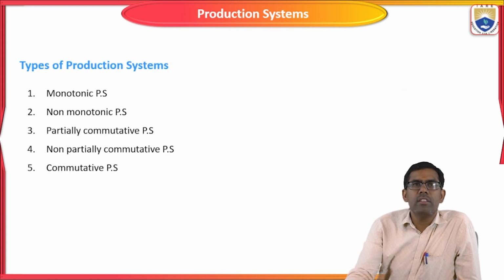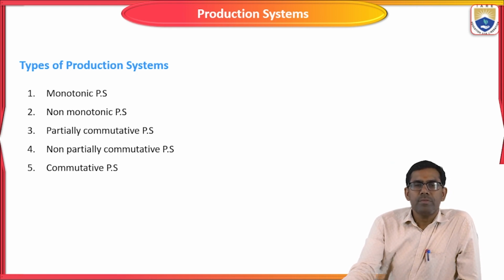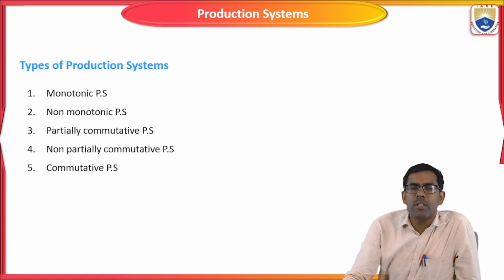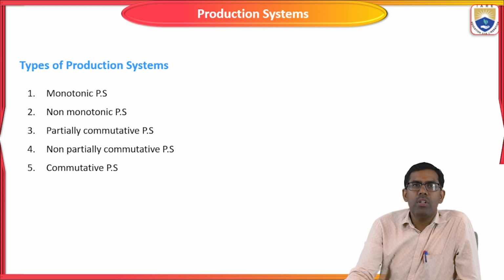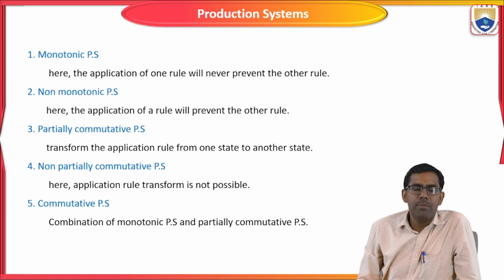The next topic is the various types of production systems: monotonic production system, non-monotonic production system, partially commutative production system, non-partially commutative production system, and the last one, commutative production system. We will see all the types one by one.